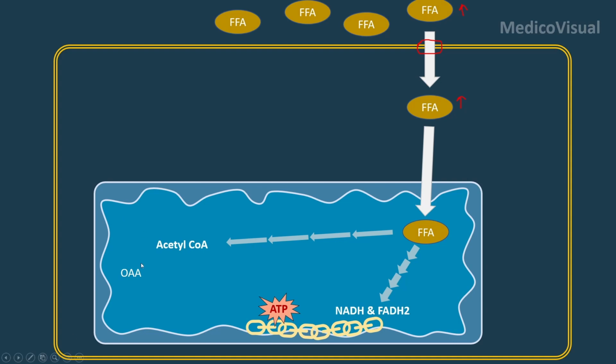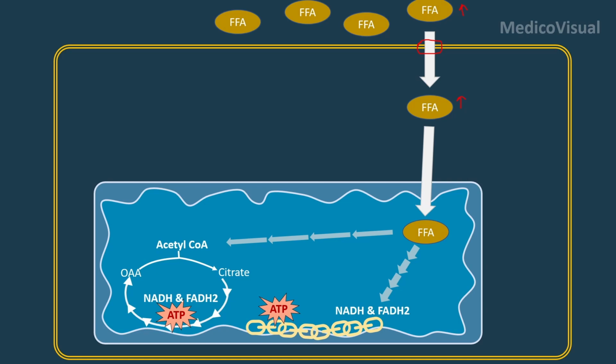Now inside the mitochondria, we also have oxaloacetate, and this acetyl-CoA will combine with oxaloacetate to form citrate, and this cycle might continue to run, and it will continue to form more and more ATP, and more NADH and FADH2 will be formed. These molecules might go to the electron transport chain to generate more energy currency in the form of ATP.